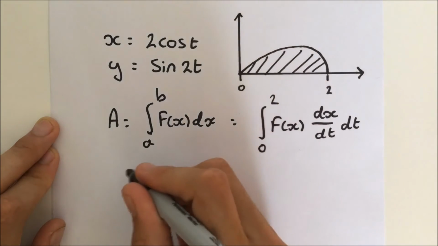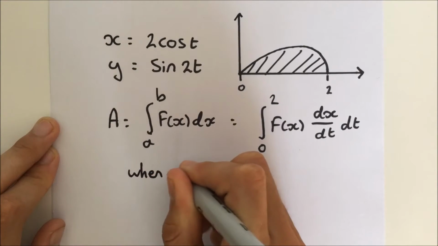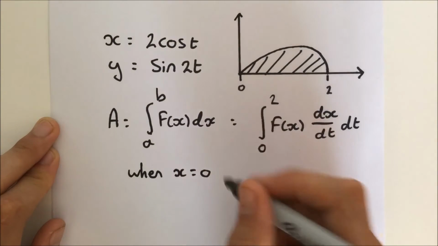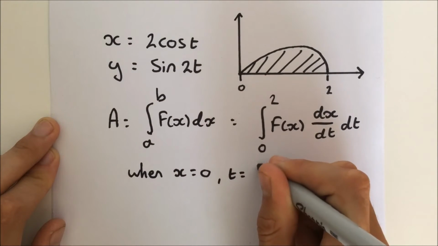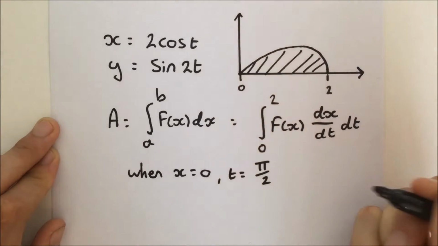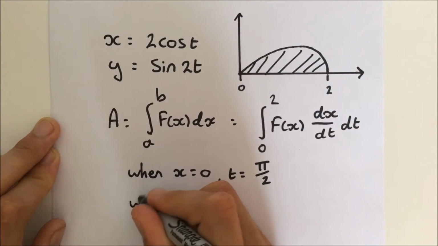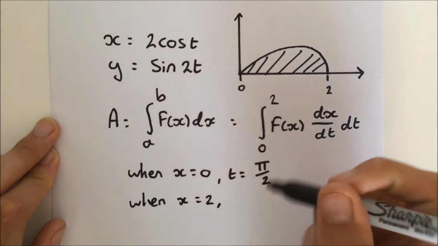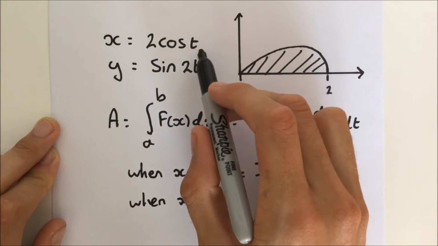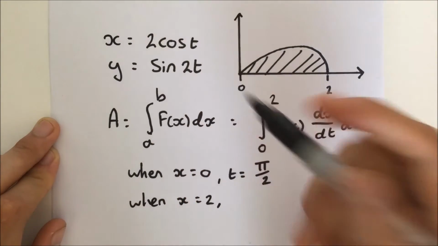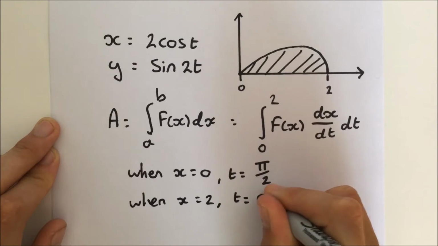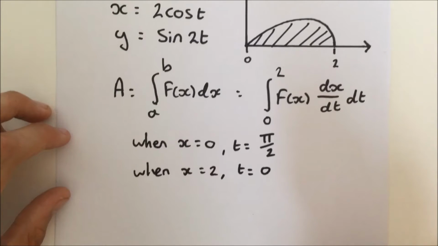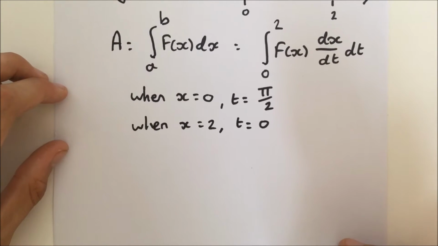So when x is 0, 0 equals 2 cosine of t, so t is equal to pi over 2. And then when x is 2, what's t equal to? 2 equals 2 cosine of t, we get 1 equals cosine of t, therefore t must equal 0, because the cosine of 0 is 1. So now we can write our limits of integration in terms of t.